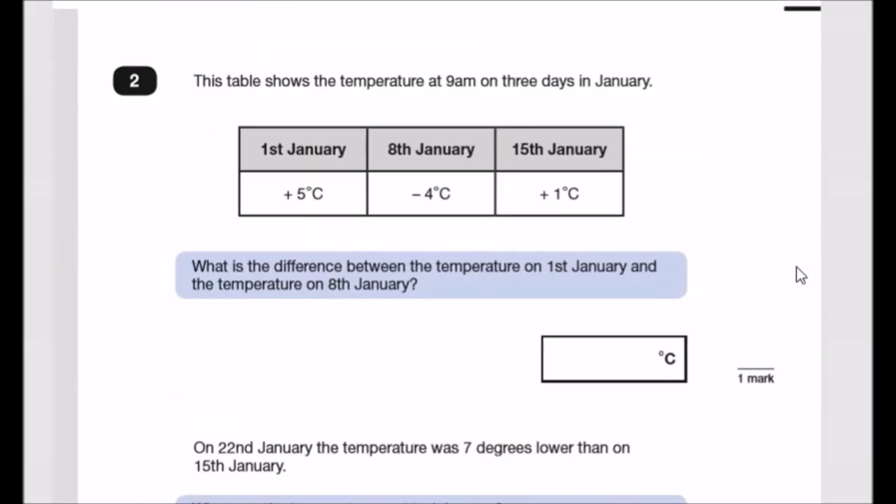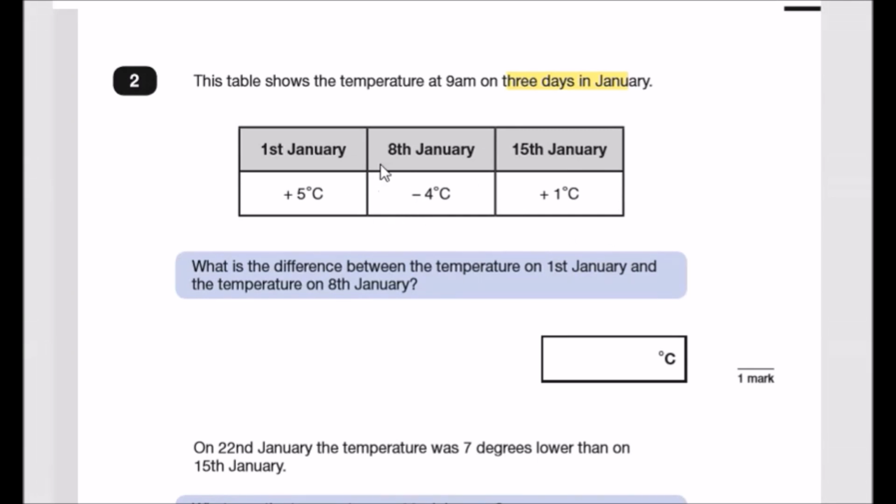All right, question 2, guys. So the table shows the temperature at 9 a.m. on 3 days in January. Okay, so we're talking about 3 non-consecutive days. So this is per week. So 1st of Jan, 8th of Jan, 15th of Jan, so every week. What is the difference between the temperature on the 1st of January and on the 8th of January?